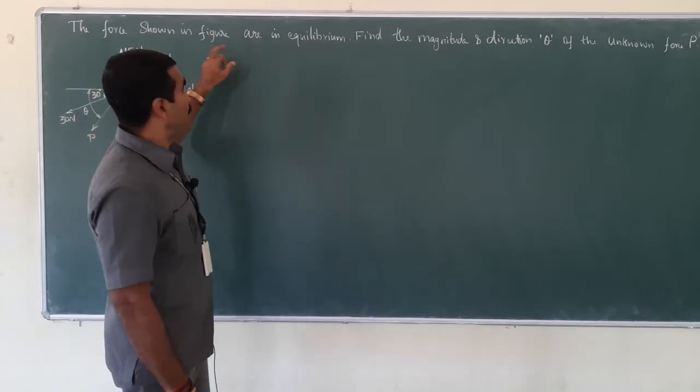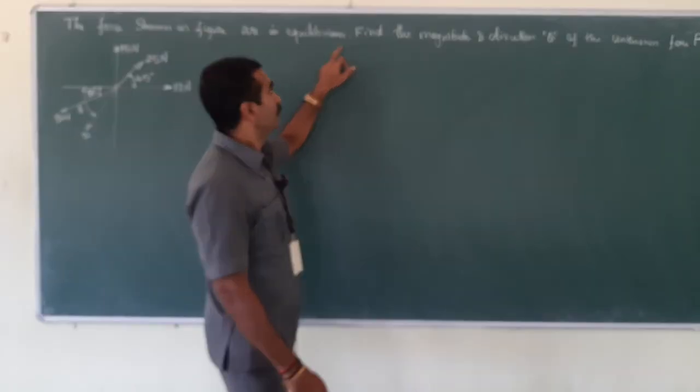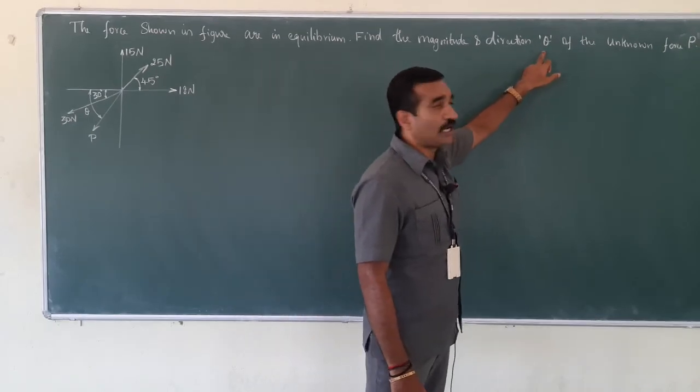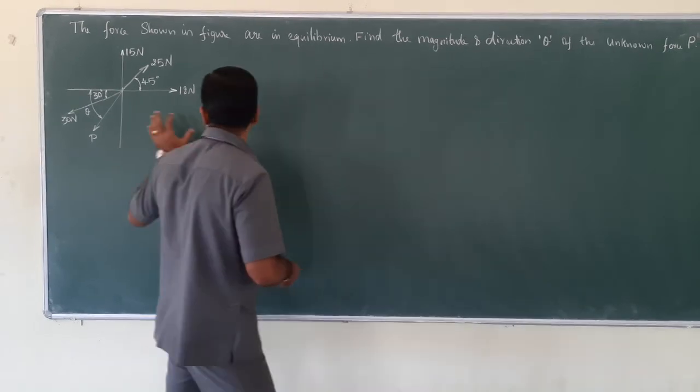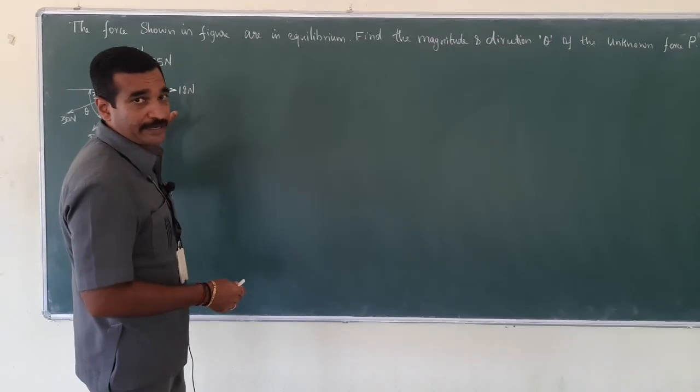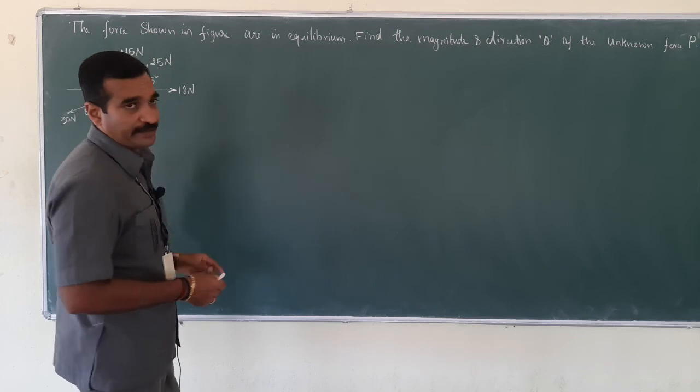The forces shown in the figure are in equilibrium. Find the magnitude and direction theta of the unknown force P. And the information given here: the magnitudes and the inclinations are given.